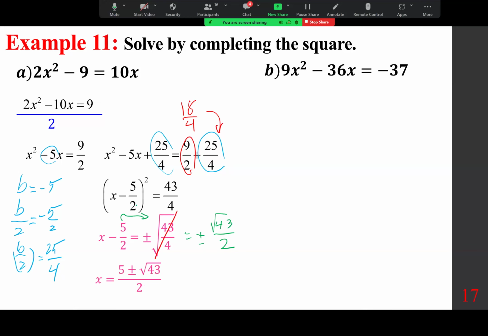Well, we don't have to move anything around. It is in the format we want, except we don't like the 9. We're going to divide both sides by a, namely 9. So this becomes x squared. This becomes minus 4x. This becomes minus 37 over 9. Divide everything by a.